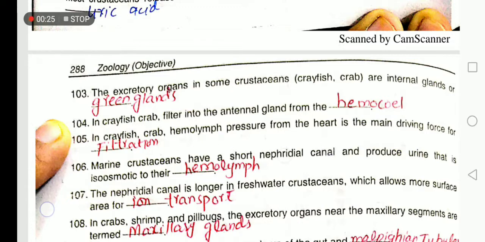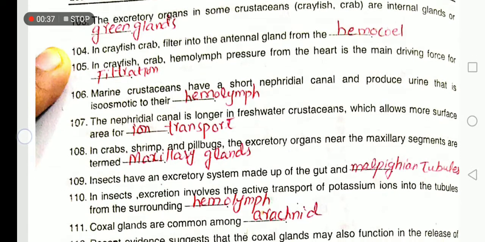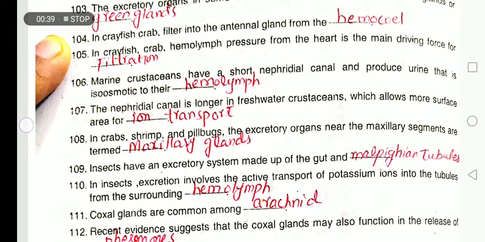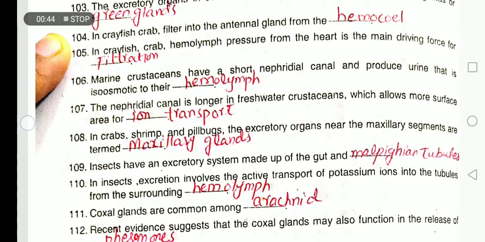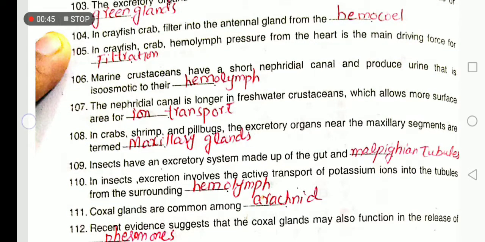Marine crustaceans have a short nephridial canal and produce urine that is isosmotic to their hemolymph. The nephridial canal is longer in freshwater crustaceans, which allows more surface area for ion transport. In crabs, shrimps, and pillbugs, the excretory organs near the maxillary segments are termed maxillary glands.